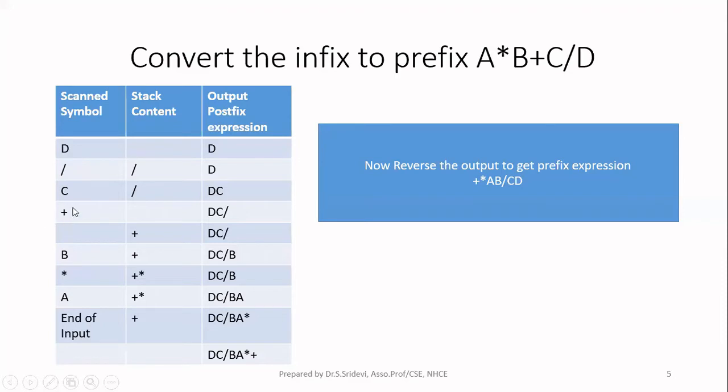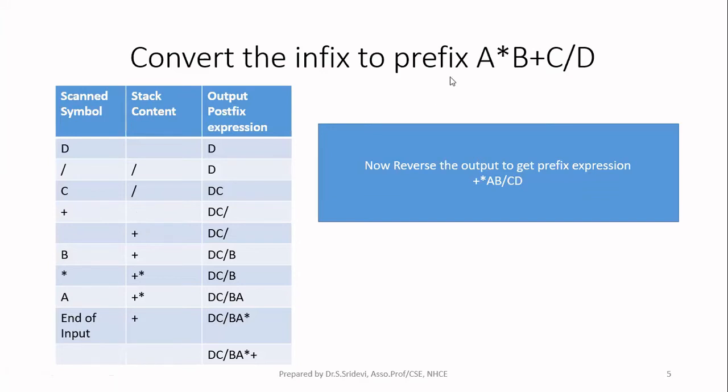Then we have plus in the input. Now you check the priority of plus with divide, which is on the top of the stack. Divide has higher priority than plus, so you cannot push plus onto the stack. So first pop divide from the stack and write it at the output. Now at the output you have D C divide. Now there are no characters in the stack, so you can push plus onto the stack.